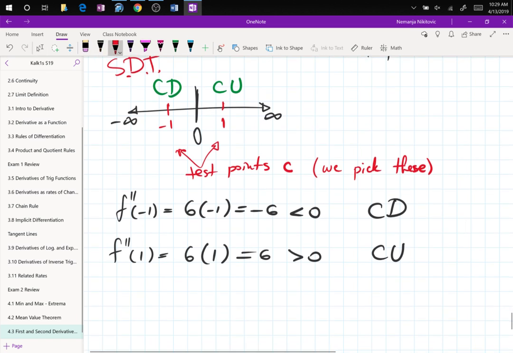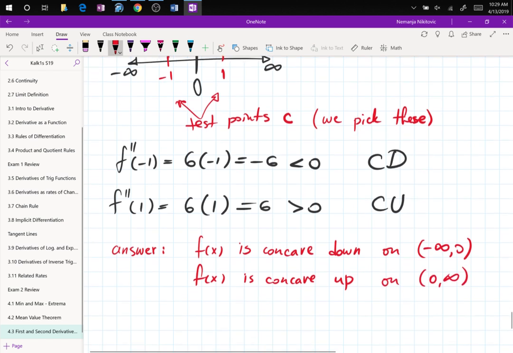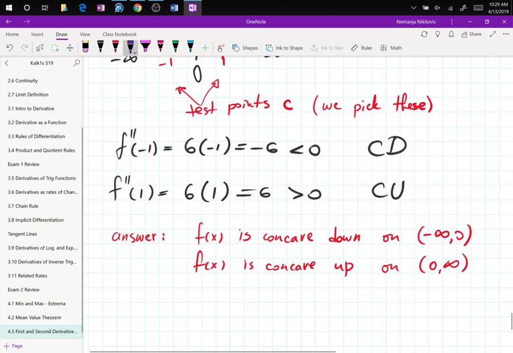And now we write the answer. Remember, the answer is important. On this answer, we say f of x is concave down on -∞ to 0. F of x is concave up on 0 to infinity. This is your answer.